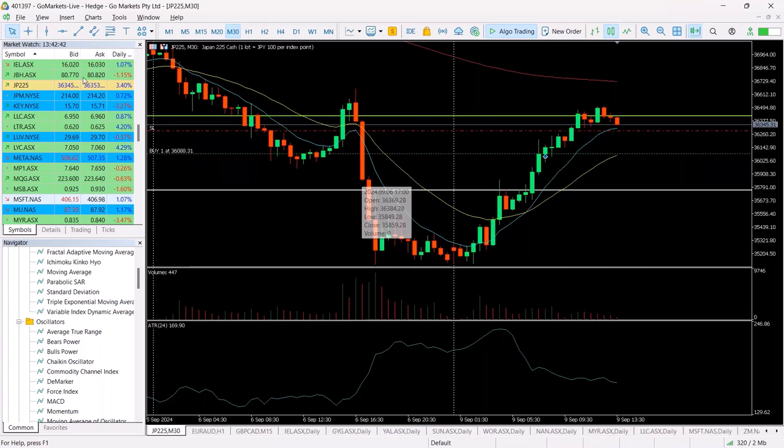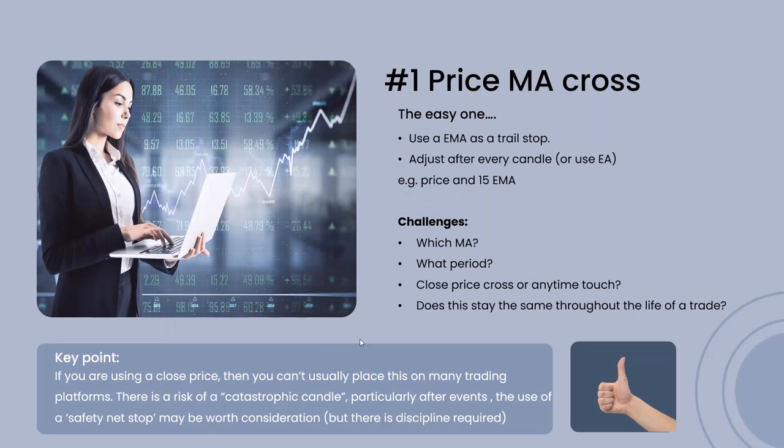Okay, so what a lot of people would do is, if they are using on close and they're going to review after every candle, is they would have a safety net stop in just in case there's that catastrophic candle. So if you're using it on close, you might say, right, okay, I'm going to put the system trail at this point here, just to make sure that if there is a candle, we don't give away the full 480, whatever it was, pips. We give away a couple of hundred, but that's part of the game. Does that make sense? So a safety net stop is worth considering.